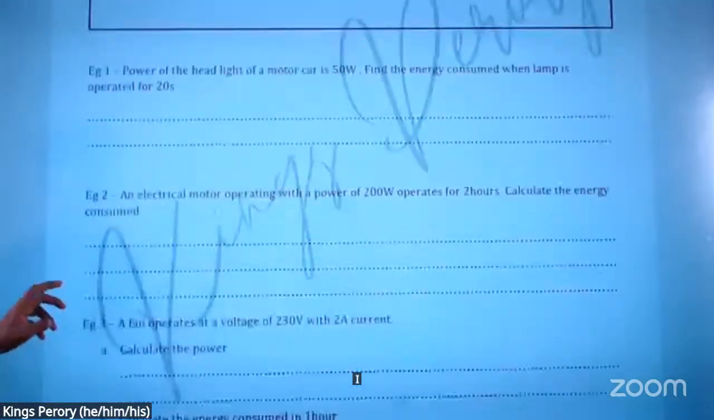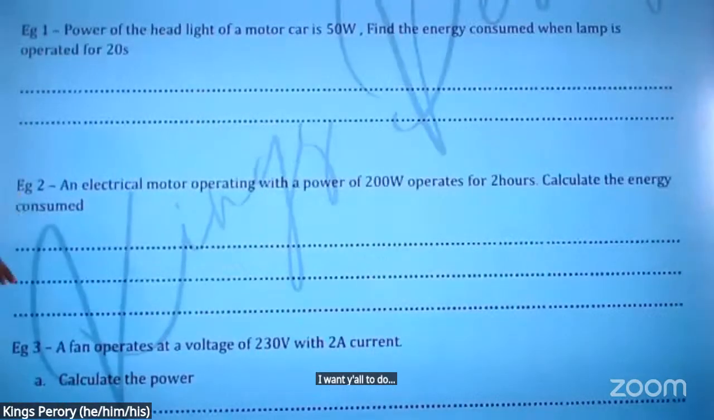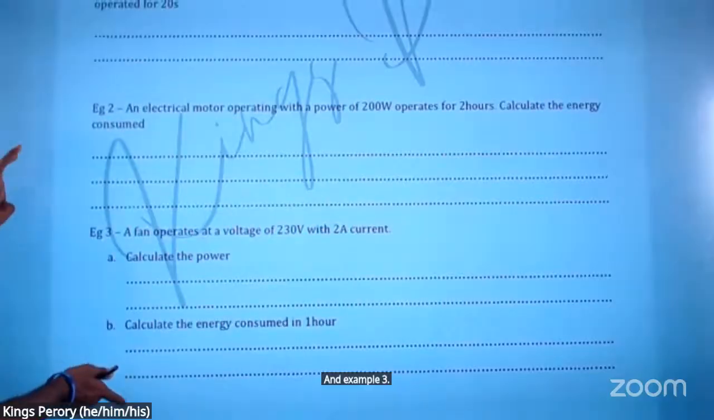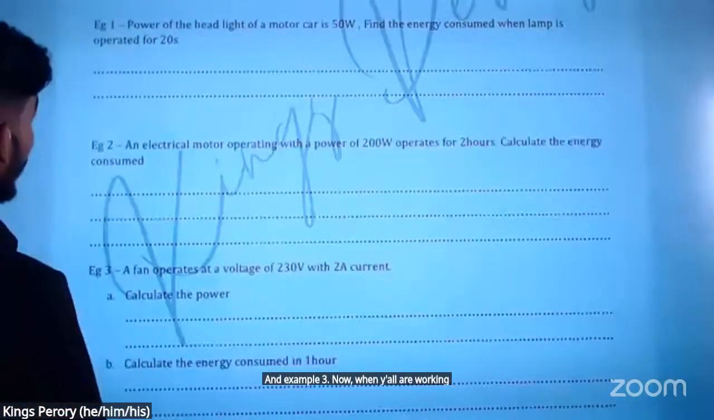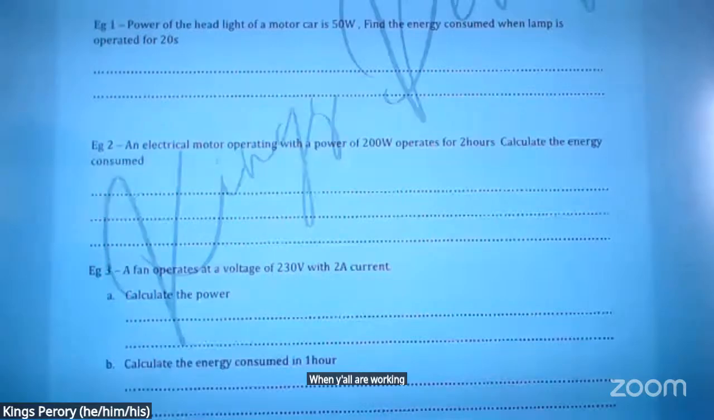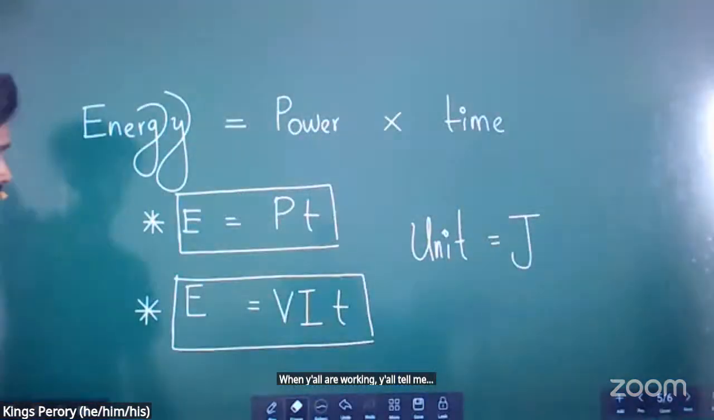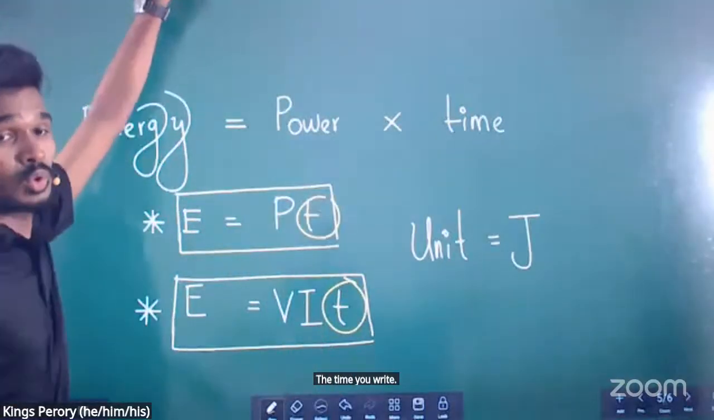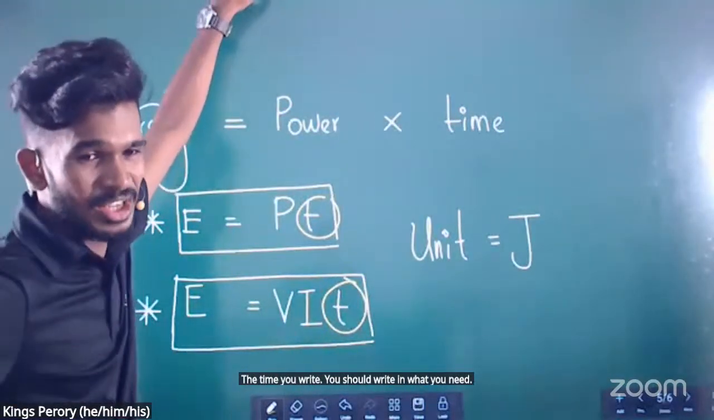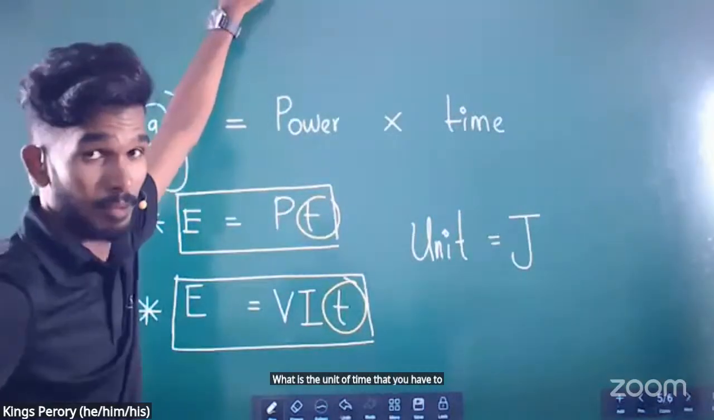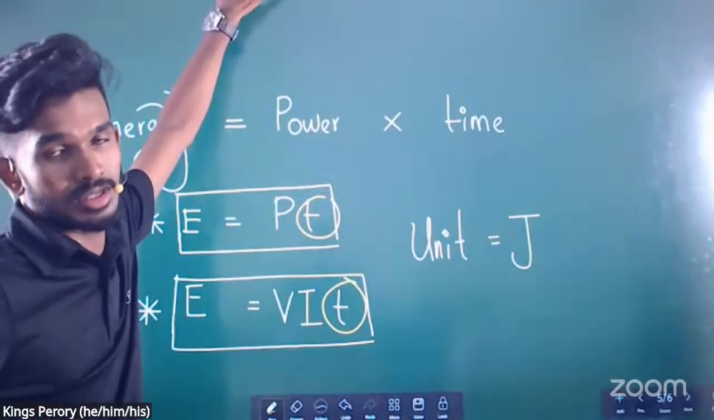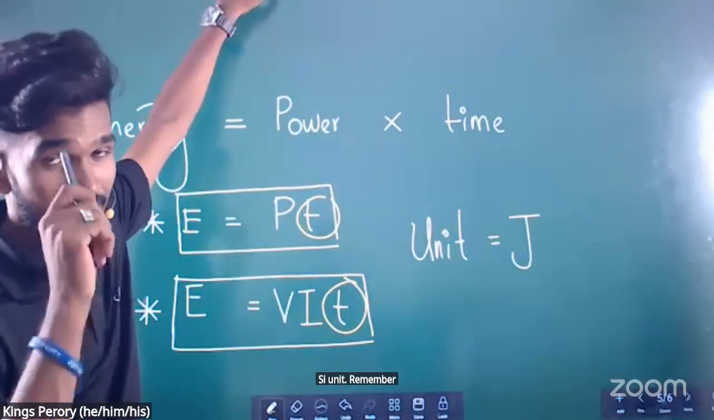I want you all to do example 1, example 2, and example 3. While you are working, tell me, the time you write, in what unit should you write it? Remember, time should be written in SI unit.